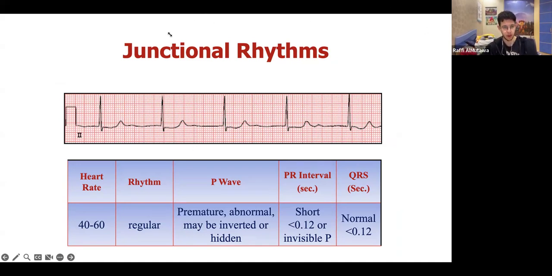There's no P waves. You're right. There are no P waves. Is this regular? Yes, it is regular. And the rate? Can someone tell me what the rate is?